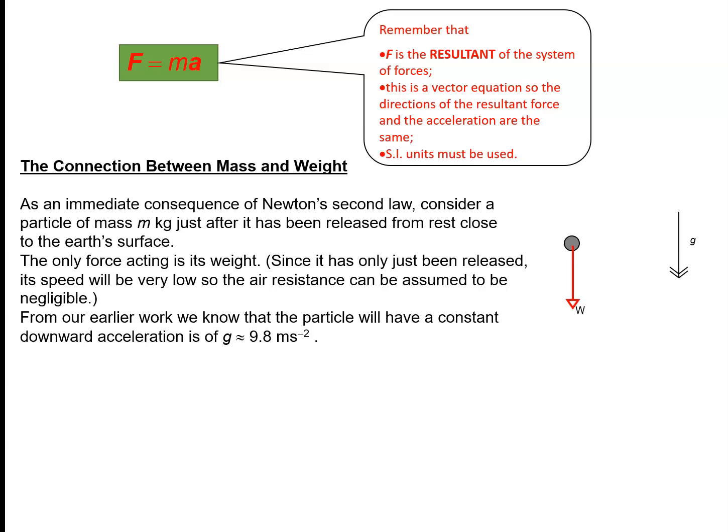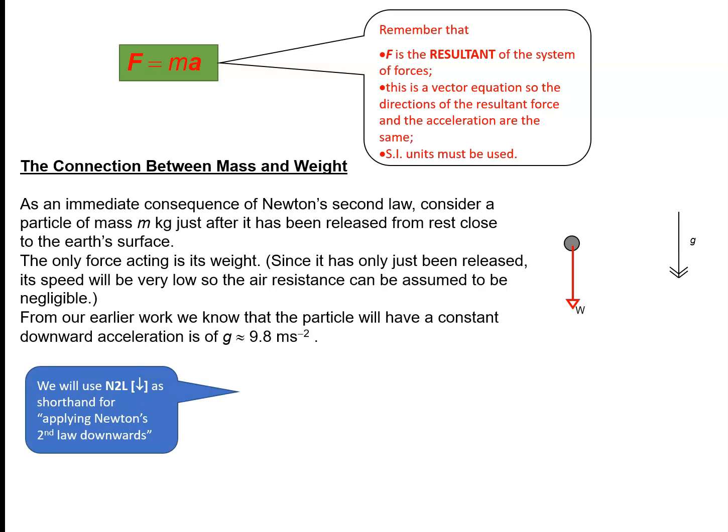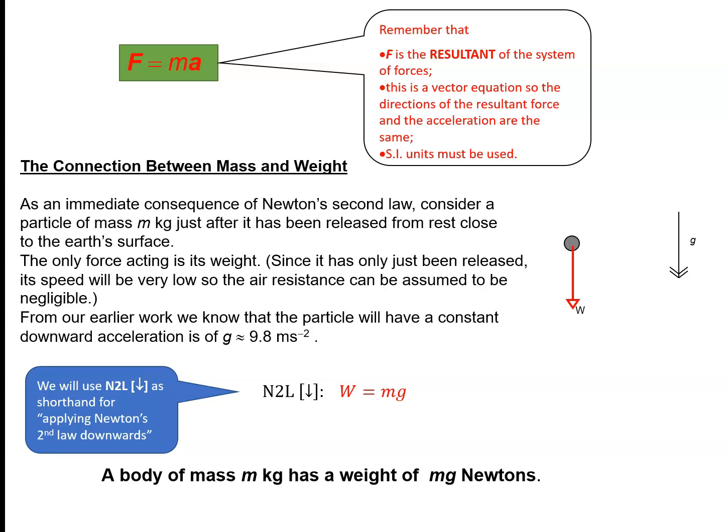If we apply Newton's second law now, vertically downwards, then we obtain W, the weight of the object, must equal m times g. So the resultant force downwards is W, the mass times the acceleration is m times g, so we've just shown that the weight of an object is m times g newtons. So in other words, if we have a body of mass 2 kilograms, then its weight is going to be 2 times 9.8, which is 19.6 newtons.